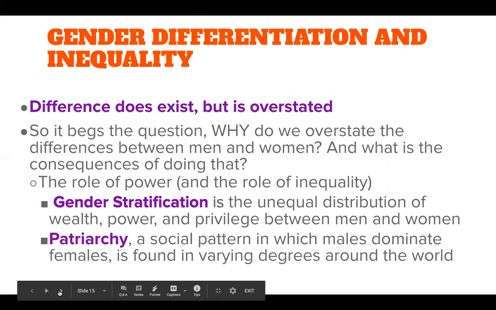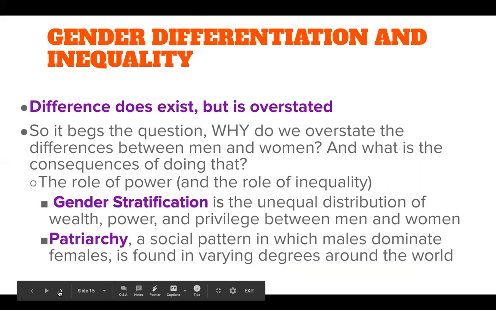And those differences in power over time contribute to societal level inequalities, which we'll talk about. If we're talking about gender, a term that we use is gender stratification, and that's just a term that states that there's an unequal distribution of wealth, power, and privilege between men and women in society. Stratification, if you can recall from your class chapter and video, is like a ladder. And so gender stratification is a ladder where your position on the ladder is based on your gender.